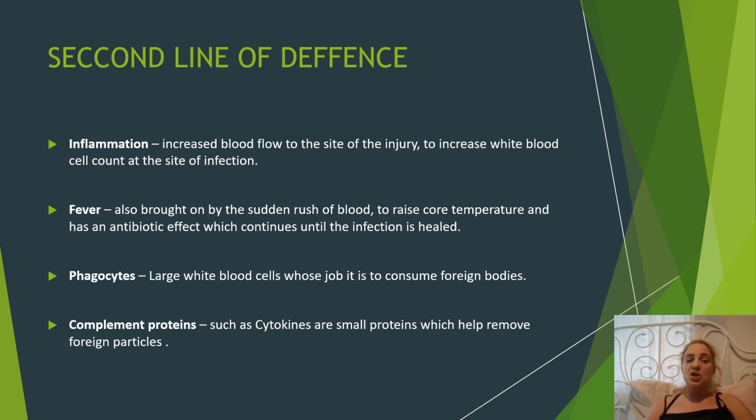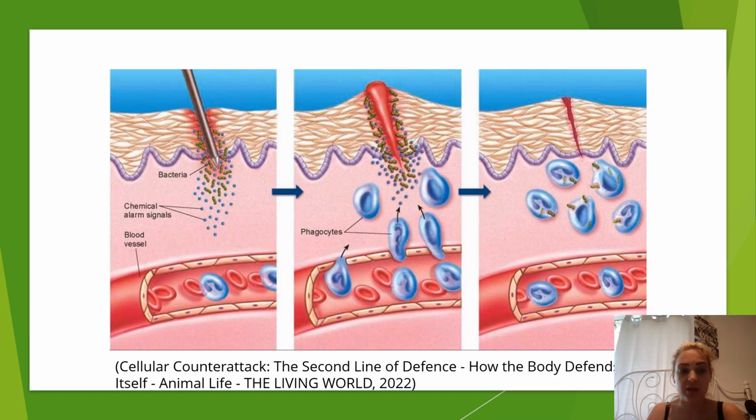Phagocytes. These are large white blood cells whose job is to consume all foreign bodies. Complement proteins, such as cytokines, are small proteins which help remove foreign particles. On the next slide, there will be photos to help you with this. Here below is an image to show you how the second line of defence works.